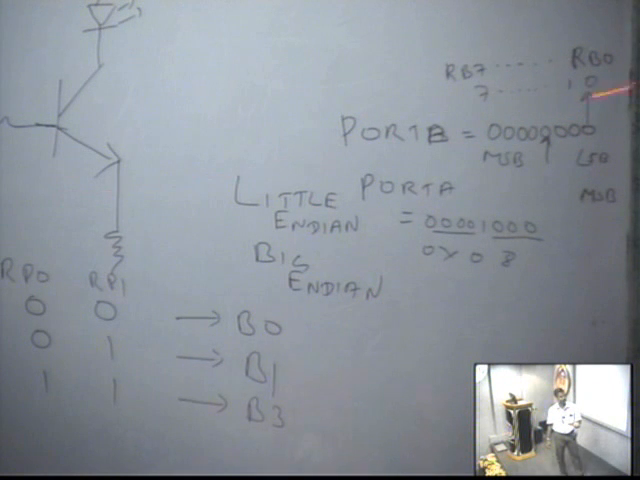For example, I am connecting one LED at pin RB0. Pin number RB0 will be pin 40. I need to switch on that LED. So what do I do? I will give BSF port B comma 0. BSF port B comma 0 means that LED will be on. BCF port B comma 0 means that LED will be off. That is why we are using this.